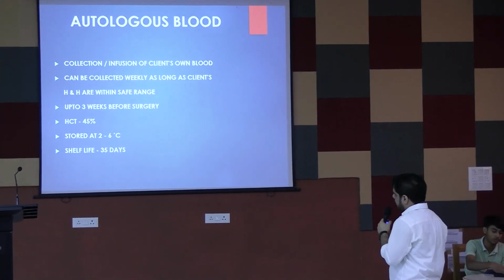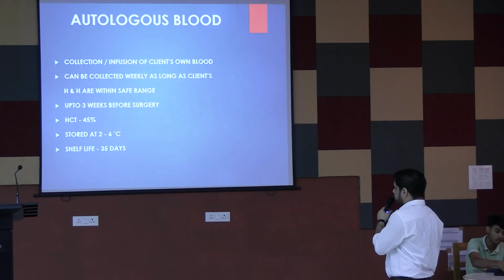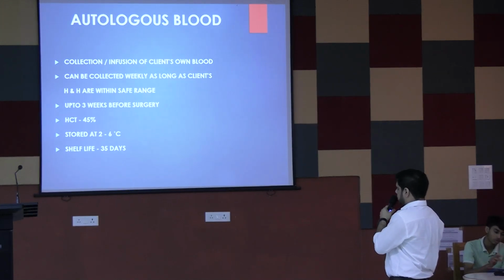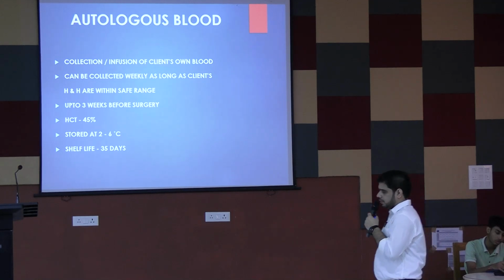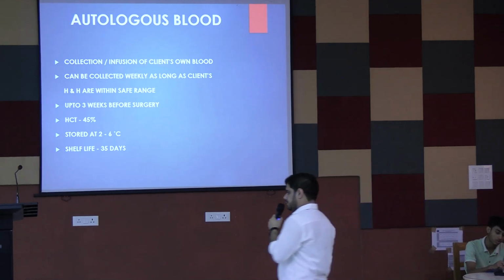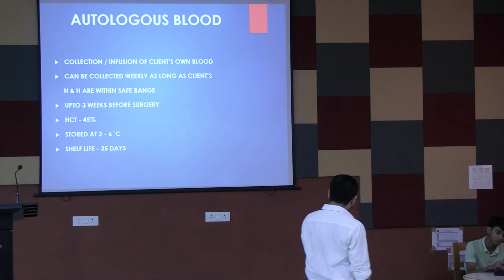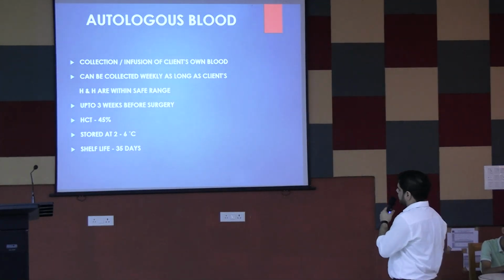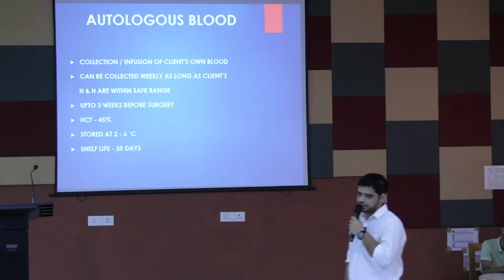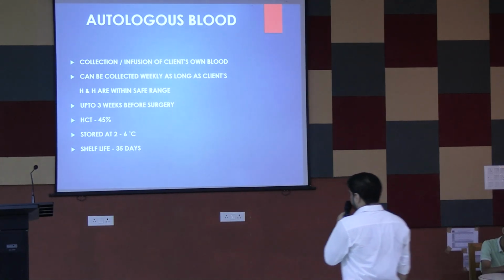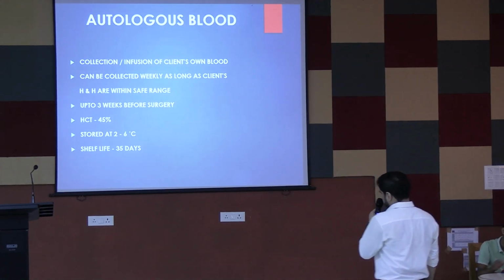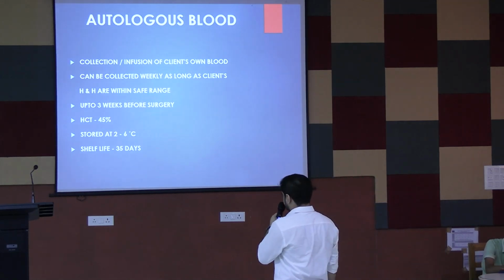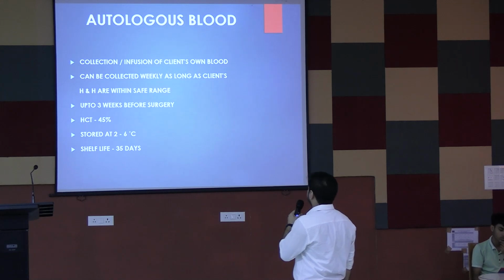Autologous blood collection, infusion of the client's own blood. Blood can be collected weekly, a certain amount every week, and it can be frozen, and during an emergency situation that blood can be given. This is the concept of autologous blood transfusion. It should be done up to 3 weeks before surgery, hematocrit 45%, stored at 2 to 6 degrees centigrade, shelf life 35 days.